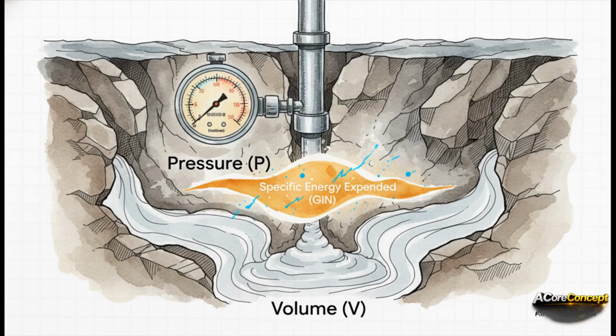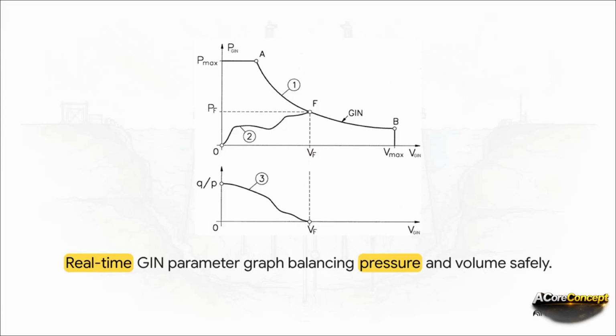So, if the rock is taking a huge volume of grout, you have to drop the pressure so you don't blow your energy budget. On the flip side, if the rock isn't taking much volume, you can afford to crank up the pressure. This single formula locks that critical relationship right into place. By keeping the product of pressure and volume safely beneath that calculated GIN curve, the entire system just naturally balances itself.